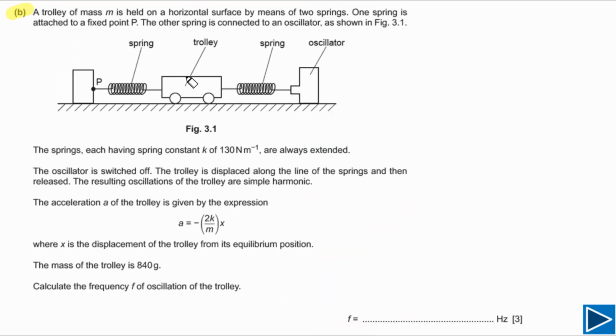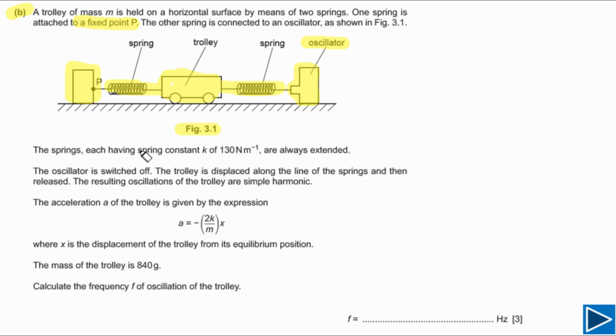For part B, a spring mass system is given. As you can see in figure 3.1, one oscillator is attached at this point. Then a spring is attached to the oscillator and the trolley. After the trolley there is another spring, attached to the trolley and also to a fixed point. This is the fixed point P, as given in the question, which means it cannot move.